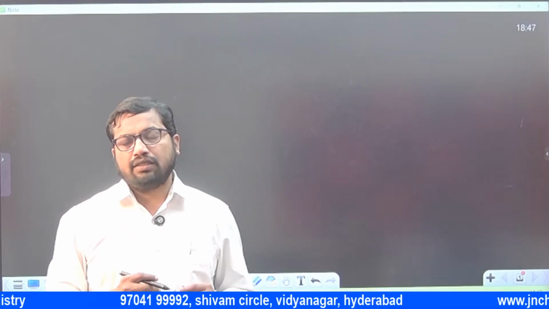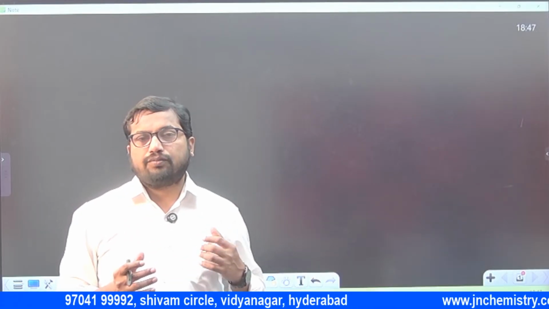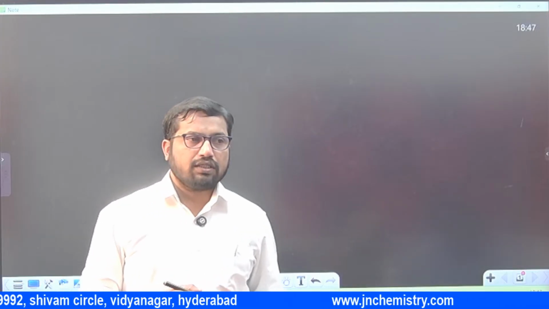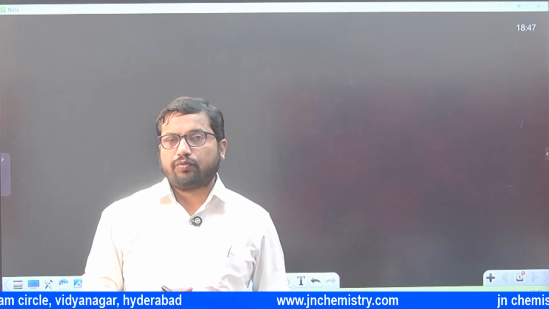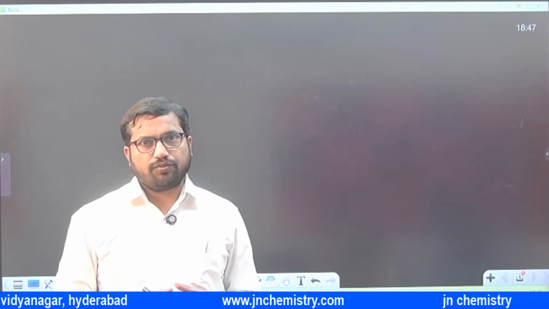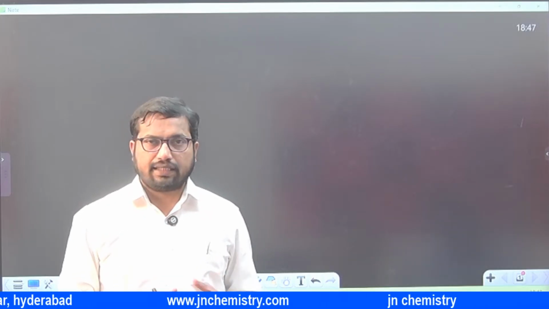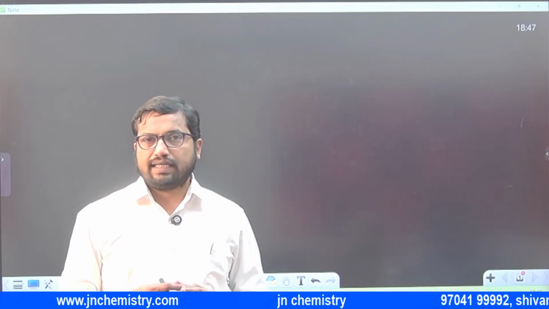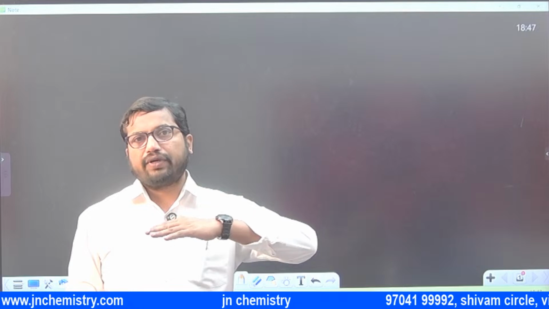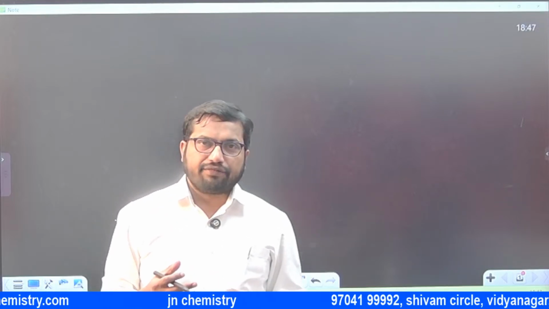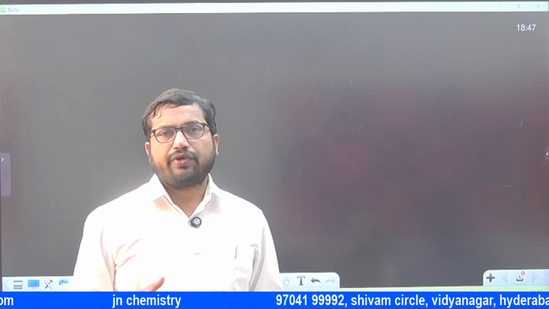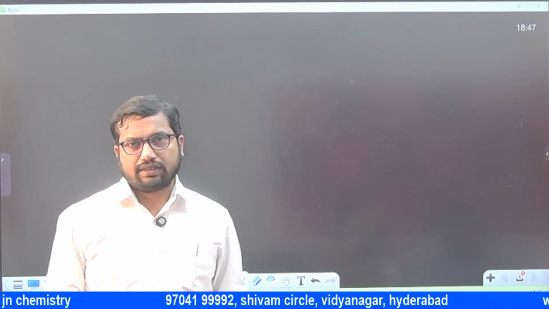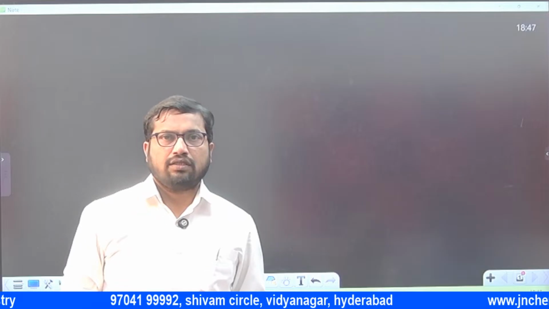And solubility: polar compounds are soluble in polar solvents and non-polar compounds are soluble in non-polar solvents. Alkanes are non-polar, so obviously they are not soluble in water. They are soluble in CCl4, benzene, etc. Alkanes are less dense than water, so they float on water. Generally fuels like petrol and diesel are all alkanes only. That's the reason they float on water, right?